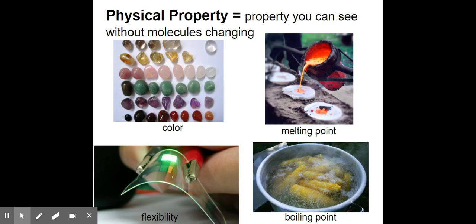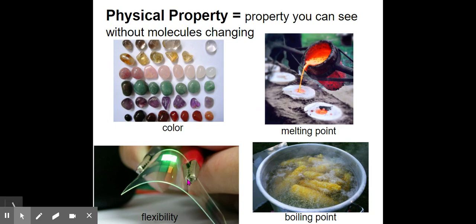Okay, different substances have different properties, and they can be a physical property, which is a property you can see without the molecules changing. It's sort of like a thing that is true of the substance. Among the many, many physical properties, these are just some examples. Color is a physical property. Melting point, here's some melting iron. That's a physical property. You melt the iron, but the iron doesn't change. I mean, it changes state, but it doesn't change from being iron.